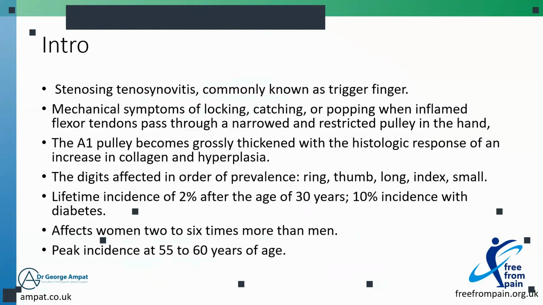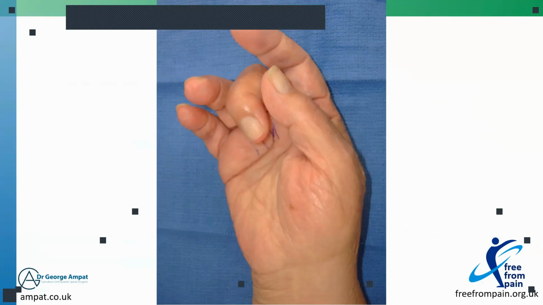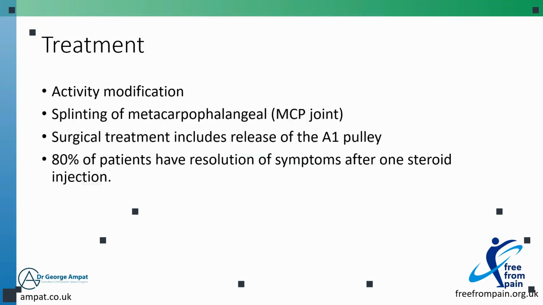And again, a splint will help, activity modification will help, and you will find a palpable nodule in the flexor digitorum superficialis tendon, and you may get a popping sensation when they make a fist and straighten it out. So this is what a trigger is. The patient has made a fist. All the other fingers have gone forward, but you can see that the middle finger is kept in the flexed position and the patient cannot straighten it. And then suddenly it will flick out into place, and that is why it's called a trigger finger.